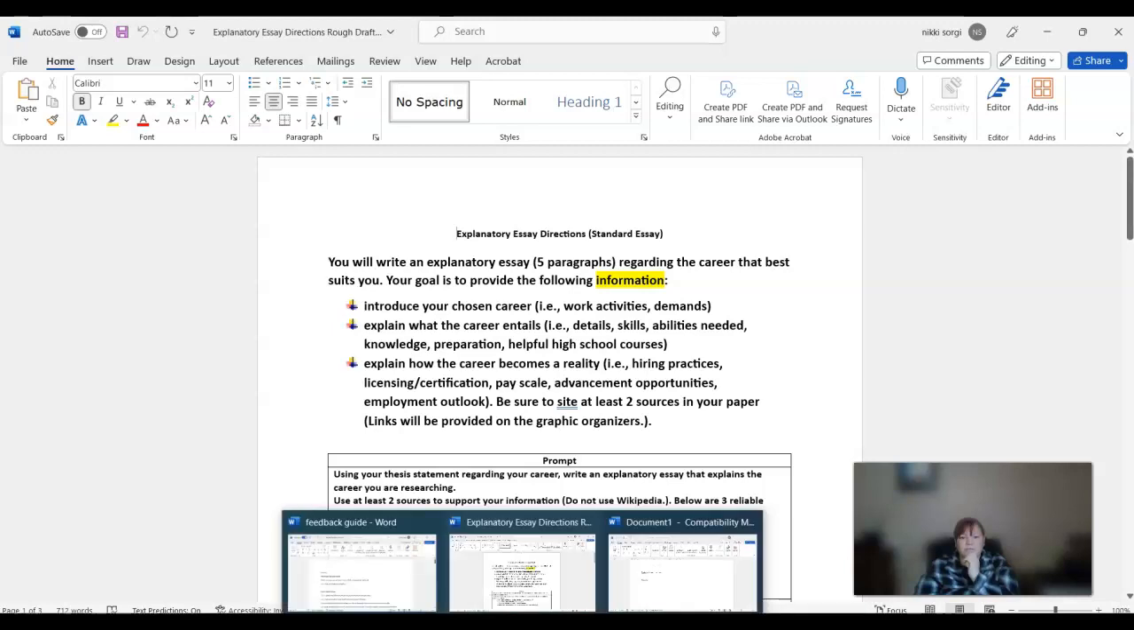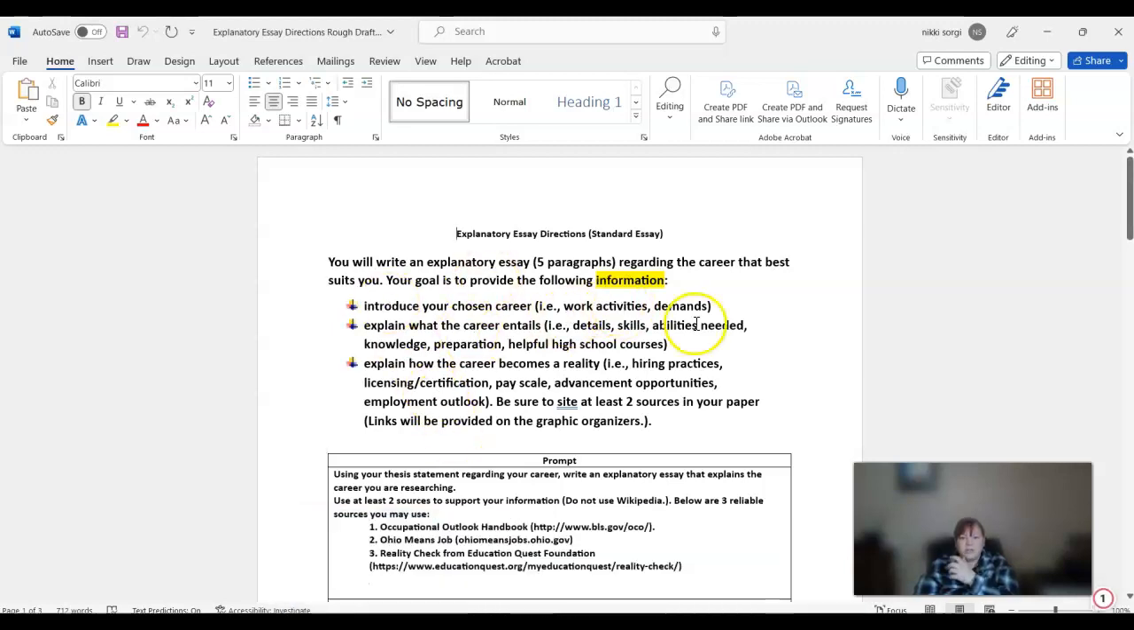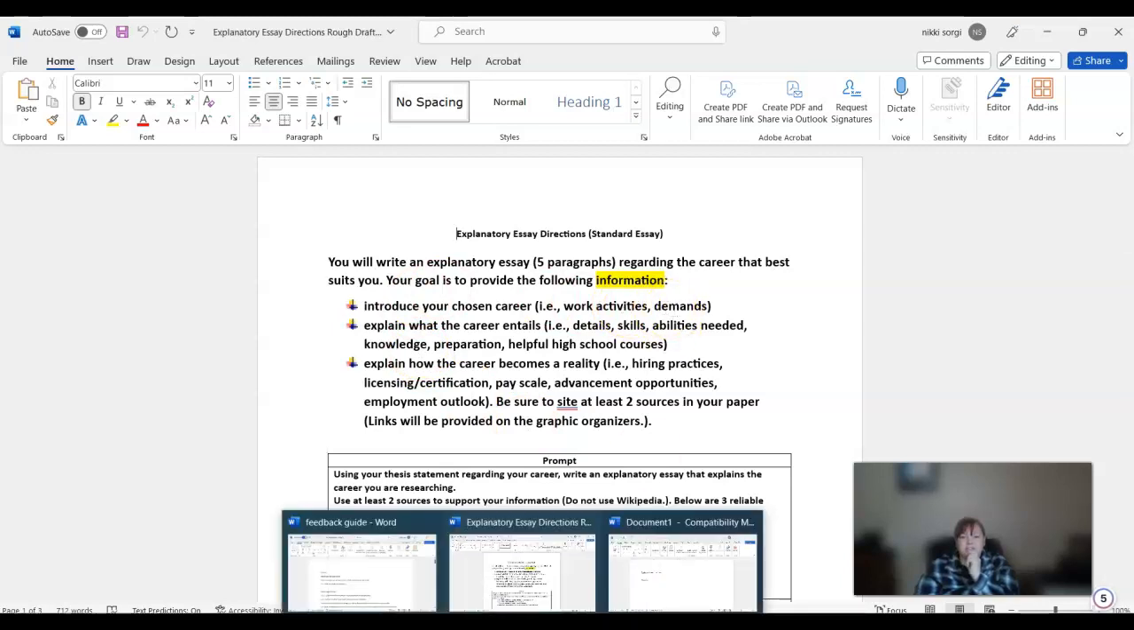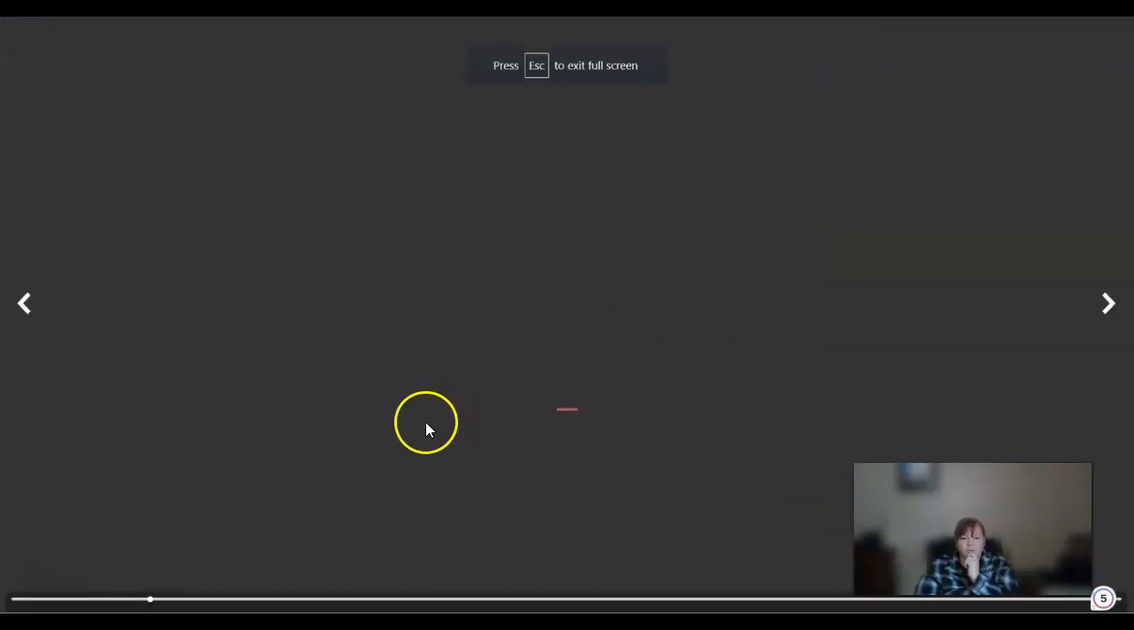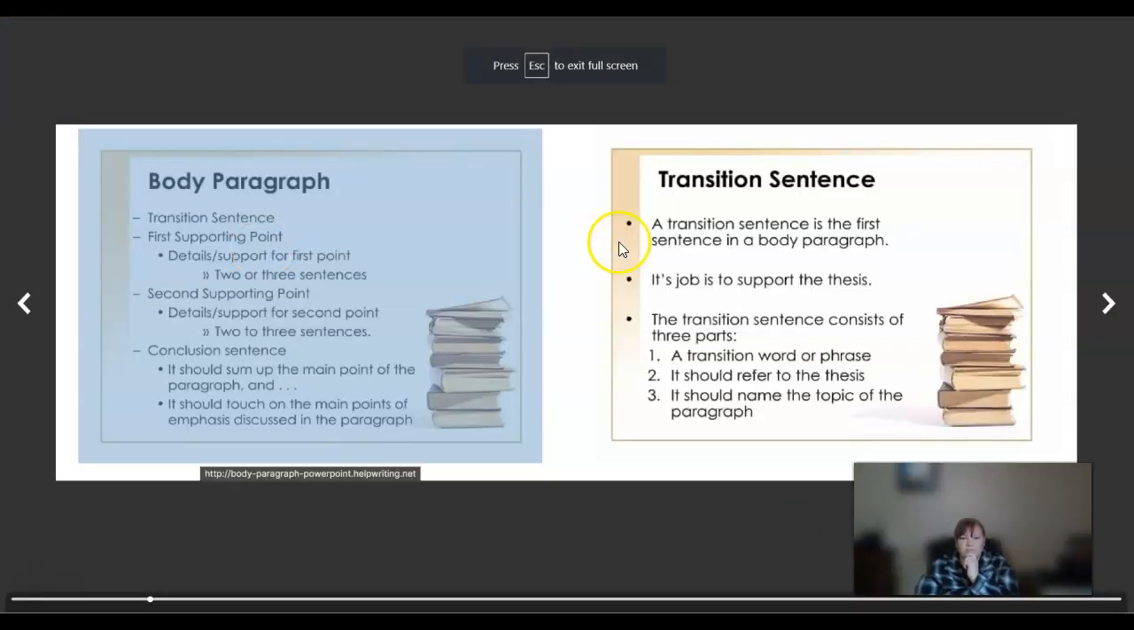Sorry, jumping back and forth is always hard. You know, the work activities, the demands from the career. So that's what's going to be your first one. Make sure that you're hitting those. Make sure you're getting everything that is asked for in each paragraph.